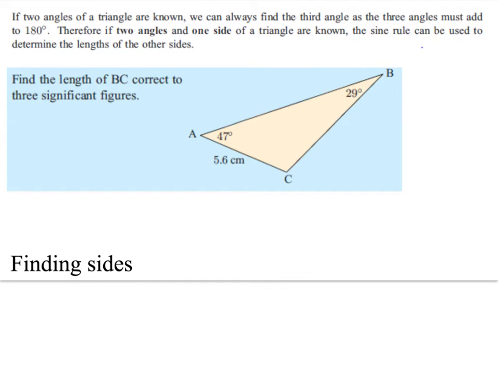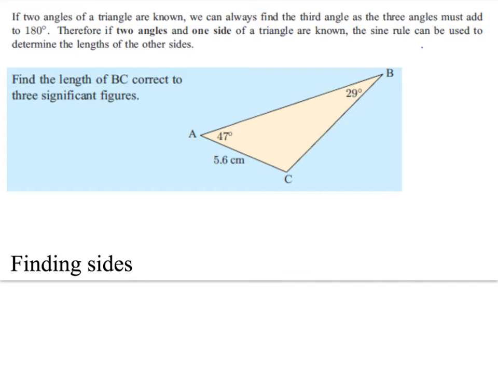So if two angles of a triangle are known, then we can always find the third angle, as the three angles must add up to 180. So if we have two angles and one side, the sine rule can be used to determine the lengths of the other sides. So here is: find the length of BC correct to 3 sig figs.